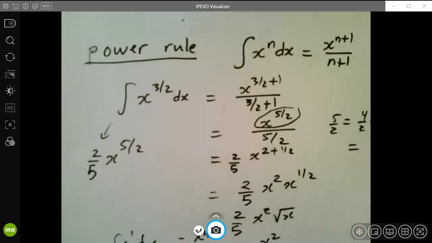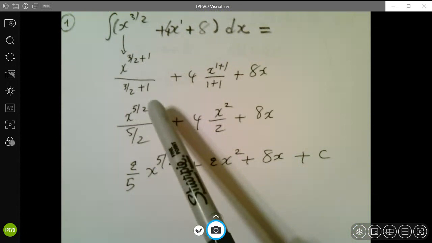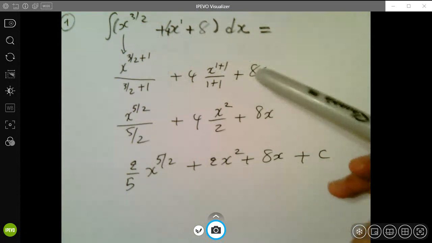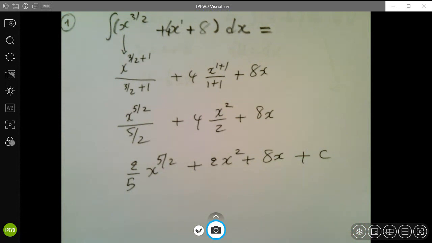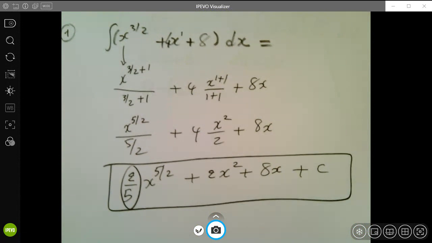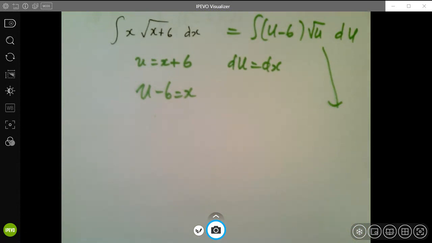Then 3/2 plus 1 is 5/2, so x^(5/2) over 5/2. The integral of 4x is 4x squared over 2, and the integral of 8 is 8x, okay? So 4 over 2 is just 2. And for the one over 5/2, you just flip it over, then you will get this. This one is just the power rule, the first question. Let's take a look at the second question.